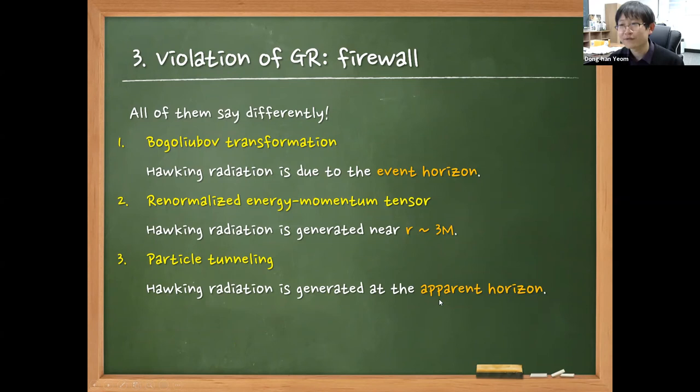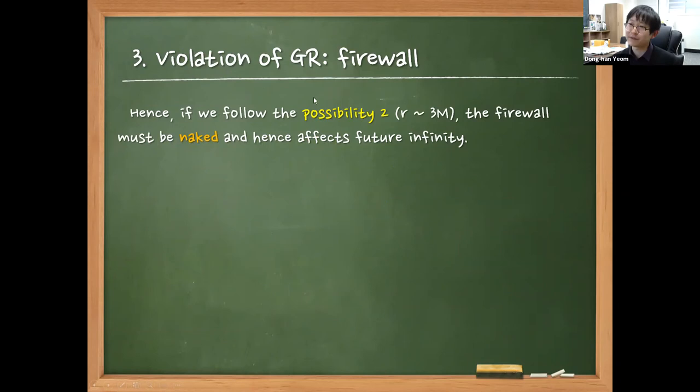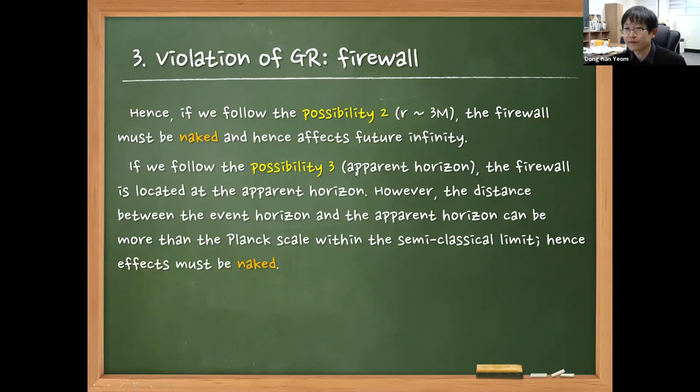So first, the simplest one is possibility two. If the firewall is located near the 3M, then the firewall must be naked and should affect future infinity. And this surely violates the astrophysical observations. So this is impossible. If you follow possibility three, so if the firewall grows up to the apparent horizon, then the apparent horizon must be outside the event horizon. As we discussed in my third lecture, the apparent horizon is located outside the event horizon, and the distance between the event horizon and the apparent horizon can be larger than the Planck scale within the semi-classical regime. Therefore, some effects of the firewall can be naked if you accept possibility three.